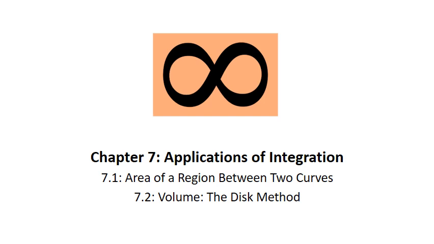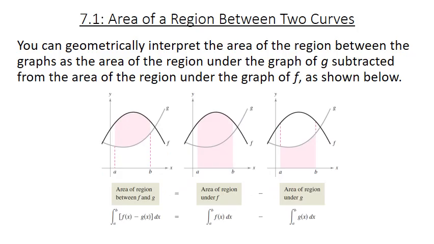This is the beginning of Chapter 7, which involves applications of integration. In this video, we will talk about Section 7.1, which is the area of a region between two curves. And then Section 7.2 will be in the next video. So here we are interested in analyzing how we would figure out the area between two curves.